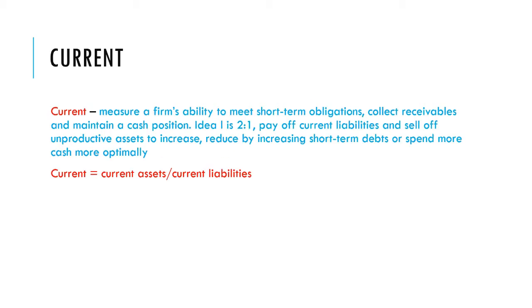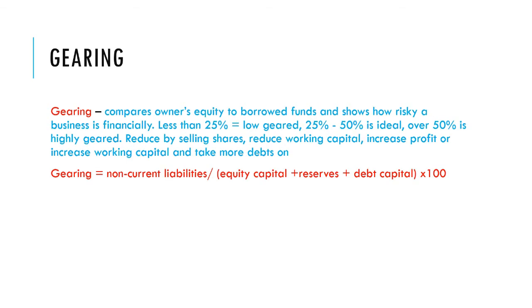The current ratio is a measure of a firm's ability to meet short-term obligations by collecting receivables and maintaining the cash position. The ideal is 2:1, which basically means that with every one asset you can pay off 2 liabilities. If it's over 2:1, then you can reduce it by increasing your short-term debts or spending more cash optimally. To increase it, let's say it's 1.5 and you want to increase it to 2:1, you pay off your current liabilities and sell off unproductive assets. Its equation is pretty simple: current assets over current liabilities, hence the current ratio.